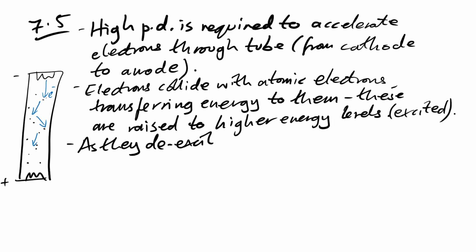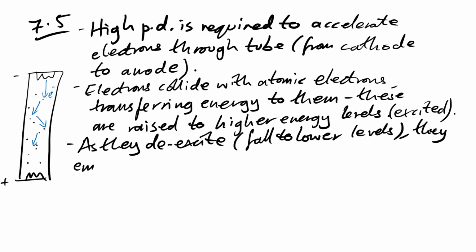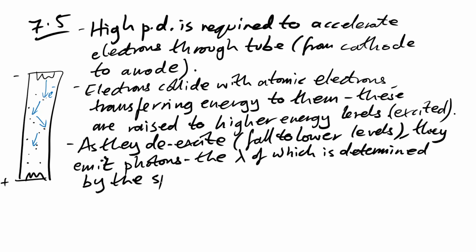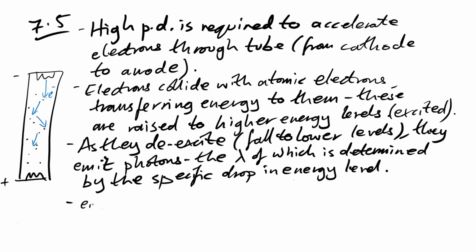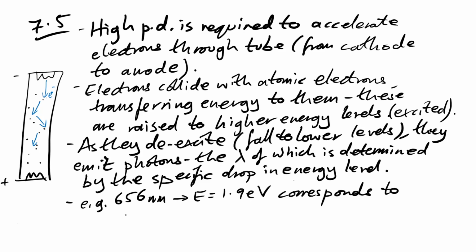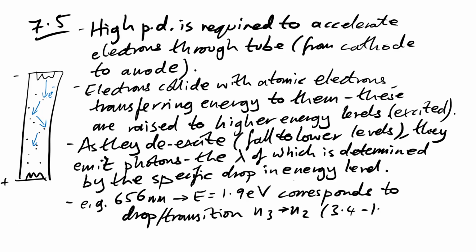As they de-excite, fall to lower levels, they emit photons, the wavelength of which is determined by the specific drop in energy level. So by example of this, let's use the 656 nanometer wavelength as an example. We saw that gives us an energy of 1.9 electron volts, which corresponds to a drop, we can say transition to be posh, n3 to n2, because that's 3.4 take away 1.5. It gives us 1.9 electron volts.